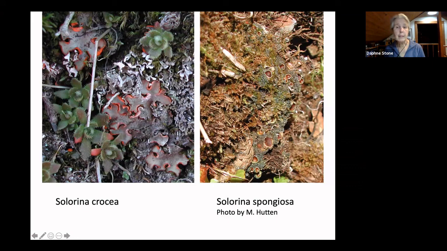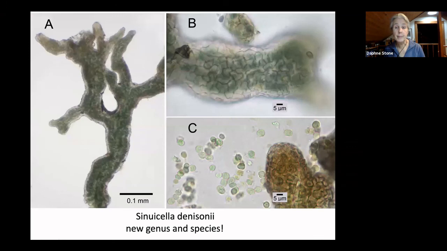And we didn't believe the sequencing. We thought something had gone wrong, so we tried again. And no, it really is in the same family as these two lichens. And it turns out it's a completely new genus, and the only species that we know of so far is this species. So we named it Sinuosella after the sinuous cell walls here. And the species Dennisonii is after Bill Dennison.